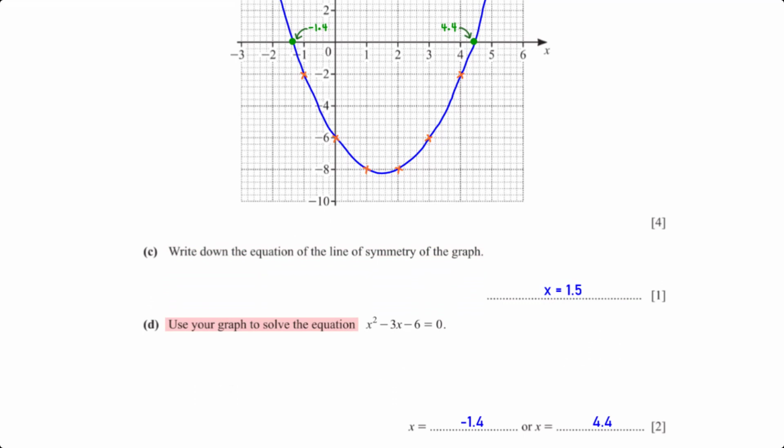Use your graph to solve the equation x² - 3x - 6 = 0. To solve this equation using the graph, we need to find the x values of the points of intersection between the graph and the line y = 0, which is the x-axis. On the grid, we see that the x values of these points are -1.4 and 4.4.